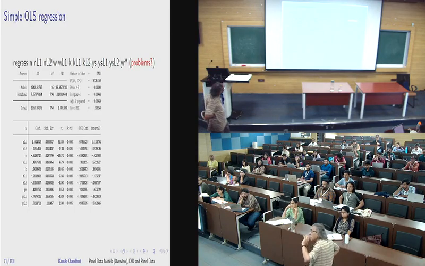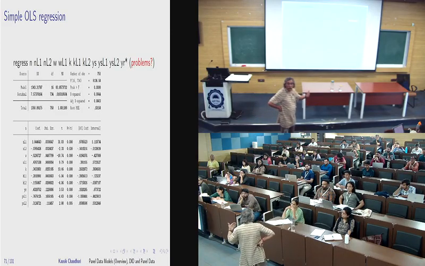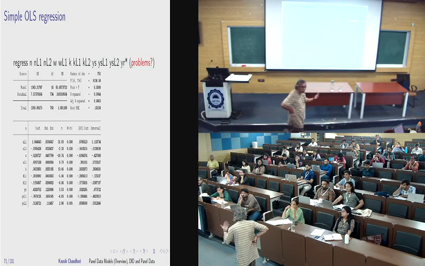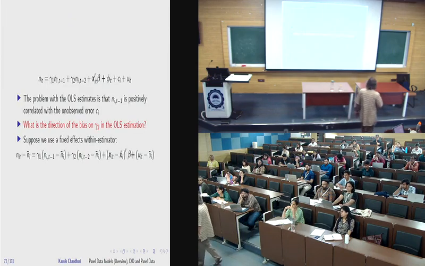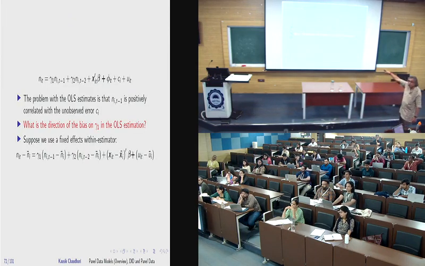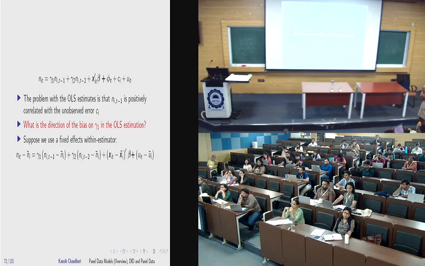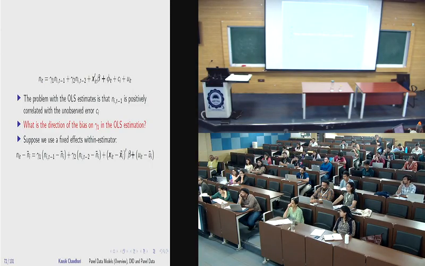Okay. So the lagged dependent variable would be correlated with your error term. That's what we have been talking about again and again. The problem with the OLS estimate is exactly what I said, that N_it-1 is positively correlated with the unobserved error term, and therefore there would be a bias of the estimated value of gamma 1 in the OLS estimator. Now, suppose I use a fixed effect estimator, can it get rid of that problem? If you recall what we did previously, we said that still it would produce a biased estimate, which we call the Nickell bias. Recall that.